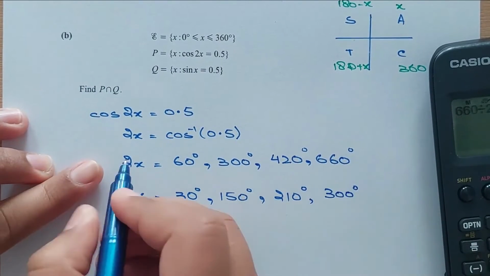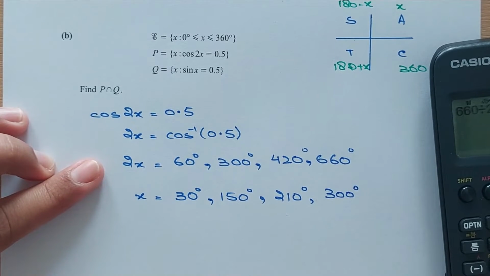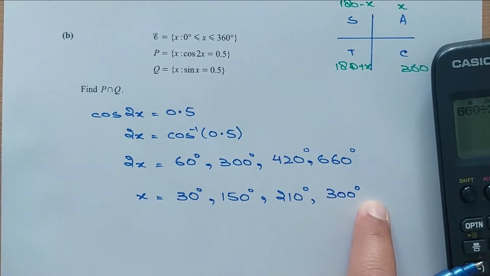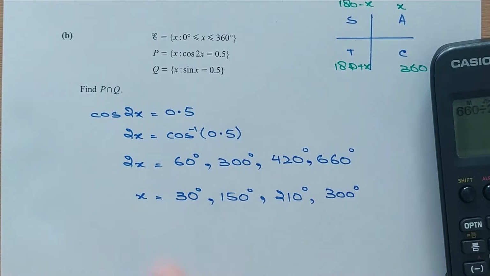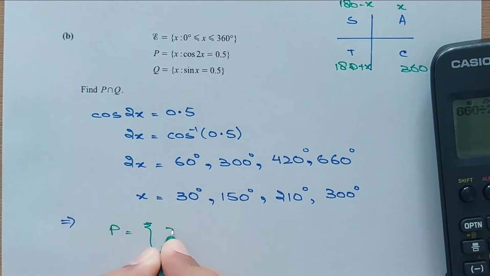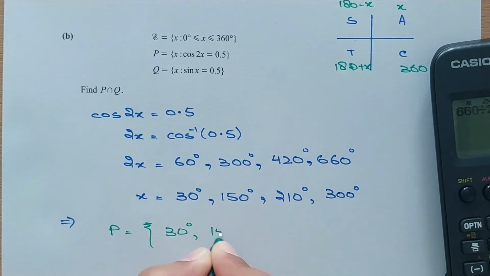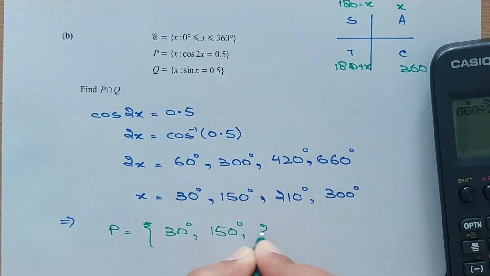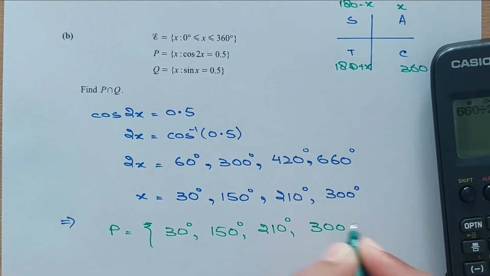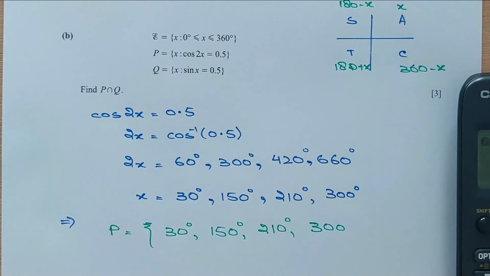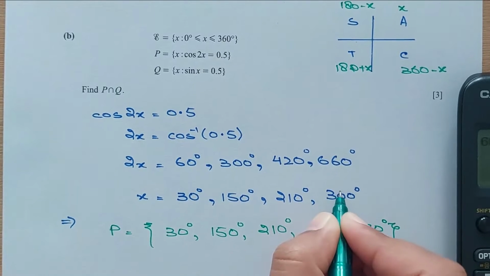We add 360 because there are 2 revolutions here, right? So these are the values of x. So this is the set P. So we can say the set P is 30 degrees, 150 degrees, 210 degrees, and 300 degrees. Sorry, it's not 300, it is 330 degrees.